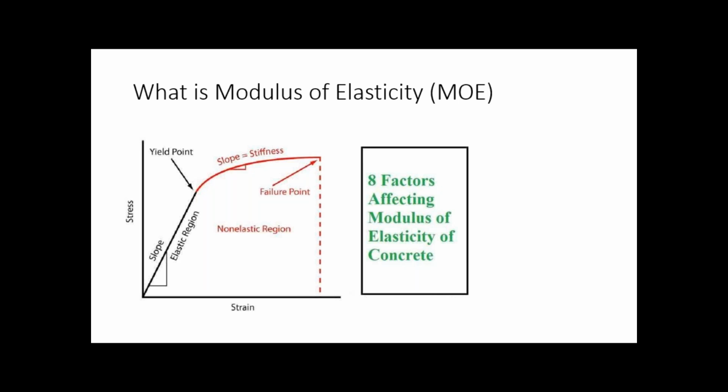So factors that can affect the modulus of elasticity include the strength of the concrete, the cement paste factor, the aggregate type, the concrete wetness condition, the transition zone between the aggregates and the paste, mix proportions, concrete age, and curing regime.